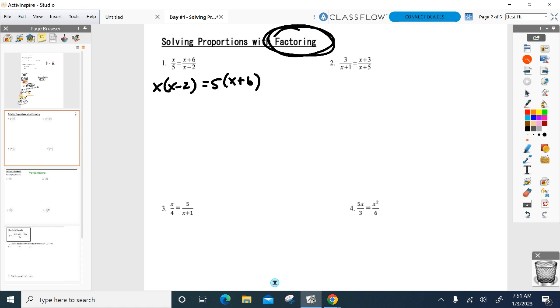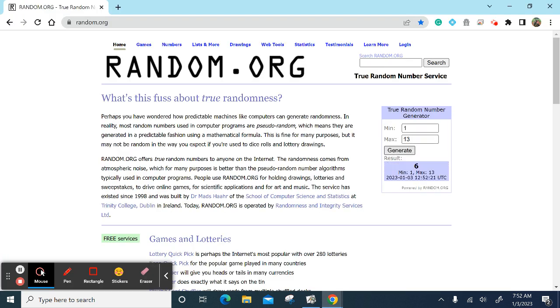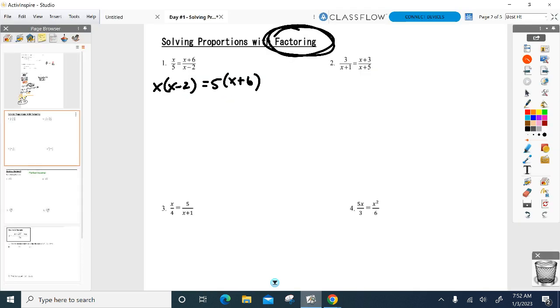Because all I have on the board is the cross multiply. Now you got to distribute each, the x and the 5. All right, let me know when you distribute on both sides. We don't have to go another step yet. What do we get when you distribute on both sides? x squared minus 2x. Good job on the left, and on the right, Nate, 5x plus 30. We're good.